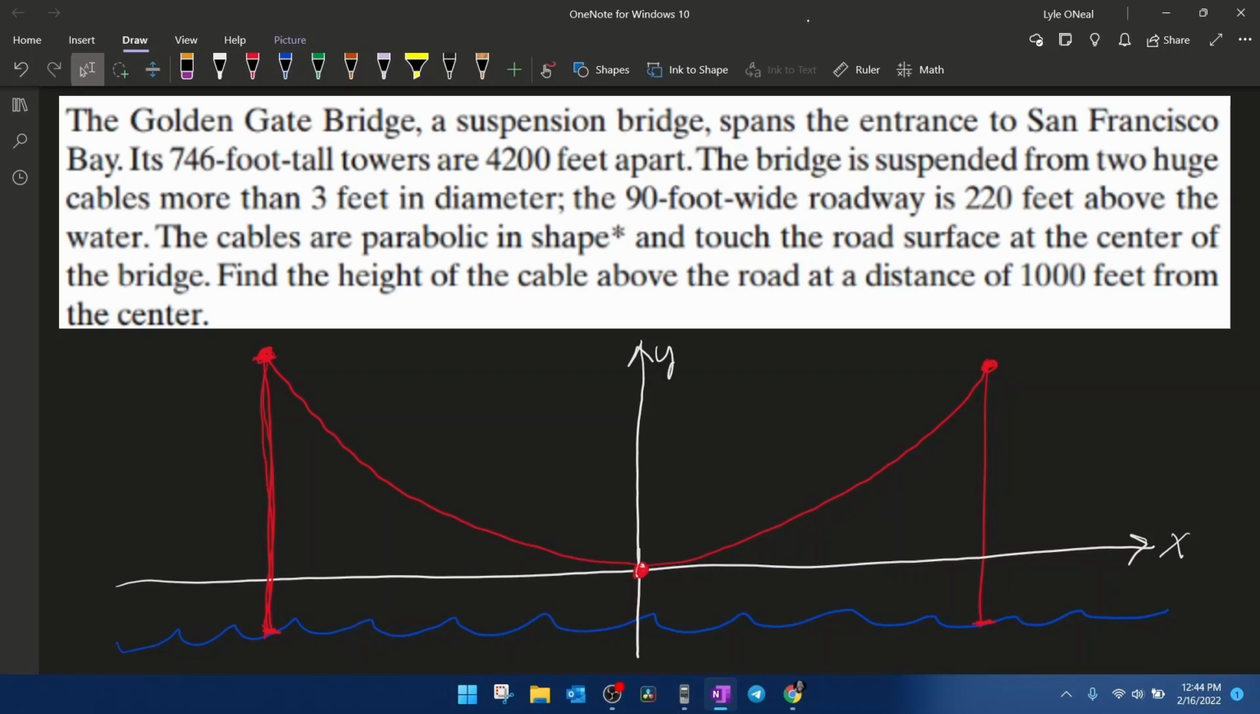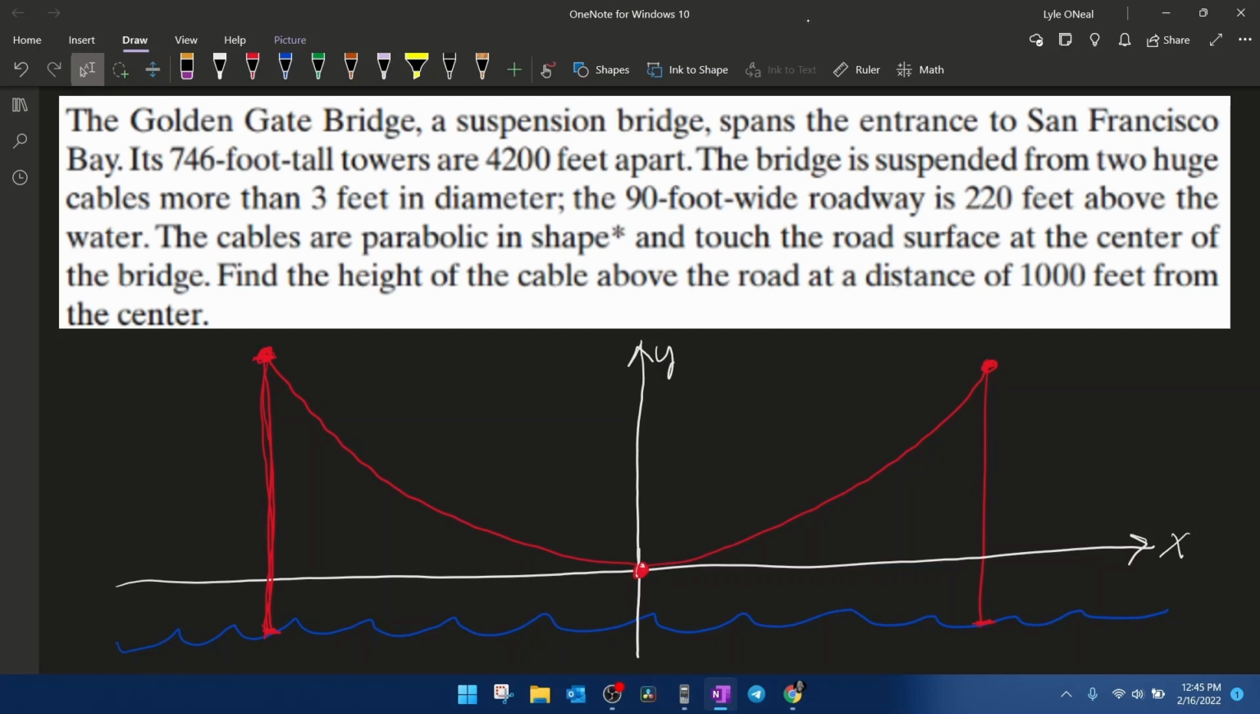Next example, we have the Golden Gate Bridge, a suspension bridge that spans the entrance to San Francisco Bay. Its 746-foot tall towers are 4,200 feet apart. The bridge is suspended from two huge cables more than 3 feet in diameter. The 90-foot wide roadway is 220 feet above the water. The cables are parabolic in shape and touch the road surface at the center of the bridge. Find the height of the cable above the road at a distance of 1,000 feet from the center.